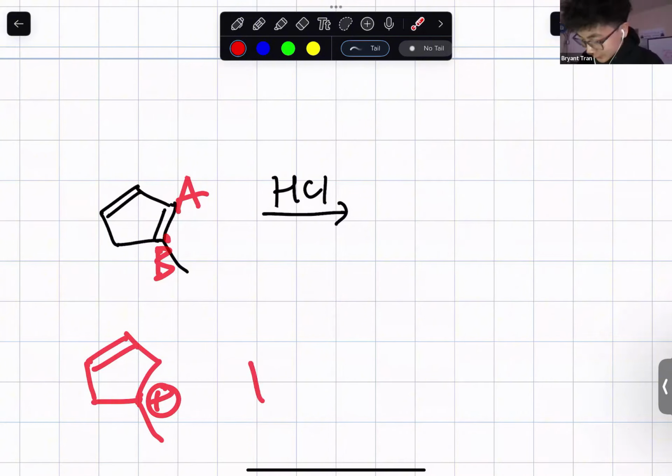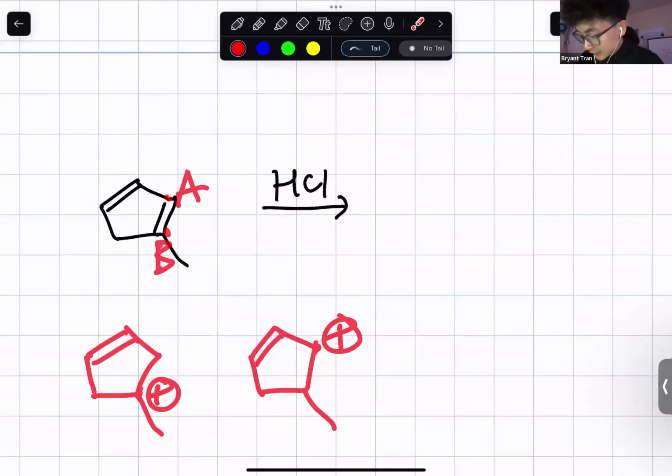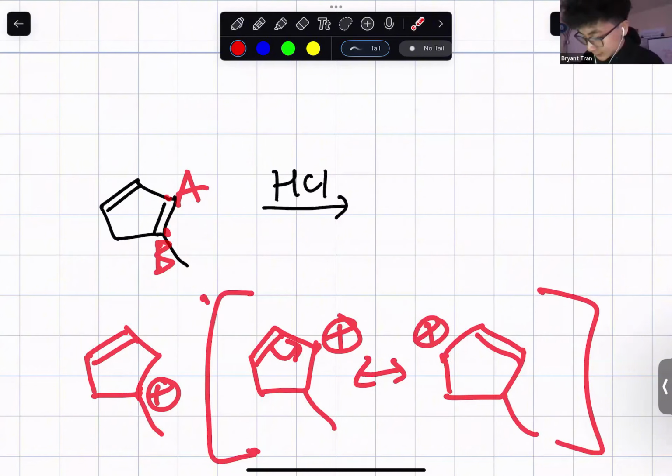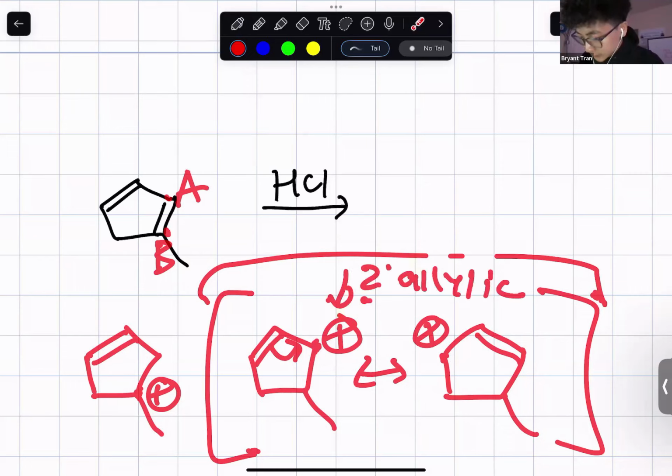allylic, right? The more stable carbocation would actually be A, because even though it's less substituted, it is allylic. It's able to do resonance with the alkene like that, right? And this resonance factor here makes this secondary carbocation more stable than this tertiary carbocation, because this is not only a secondary carbocation, this is a secondary allylic carbocation, which makes it more stable than a regular tertiary carbocation.